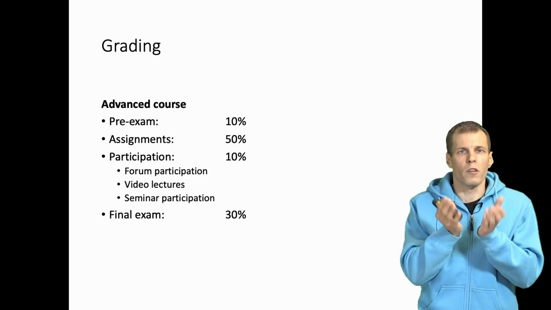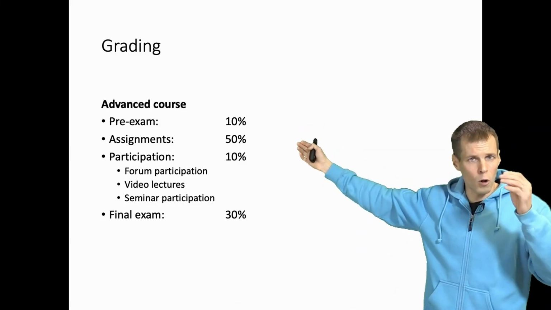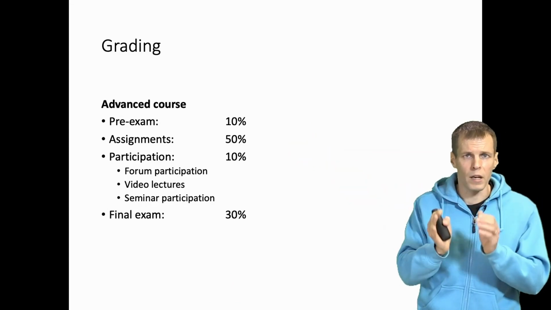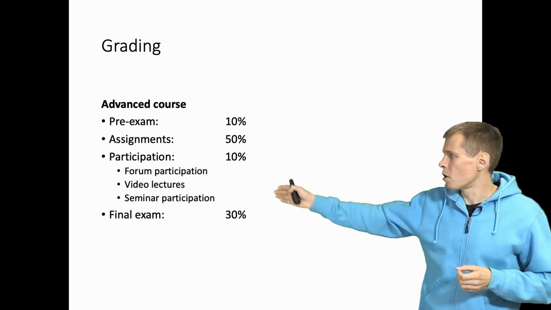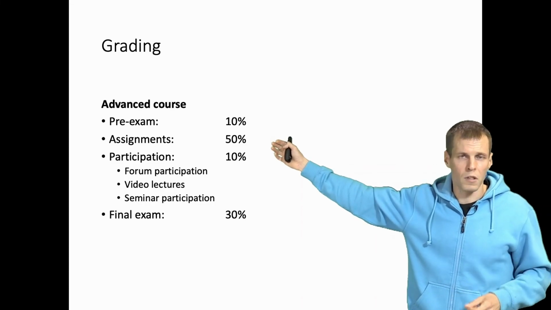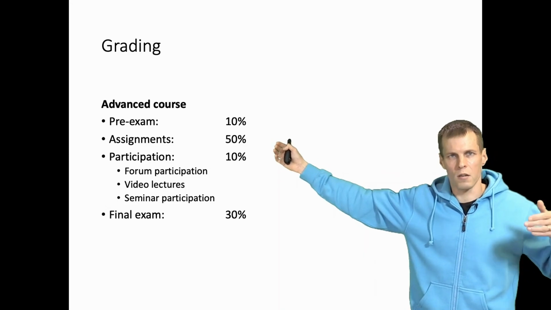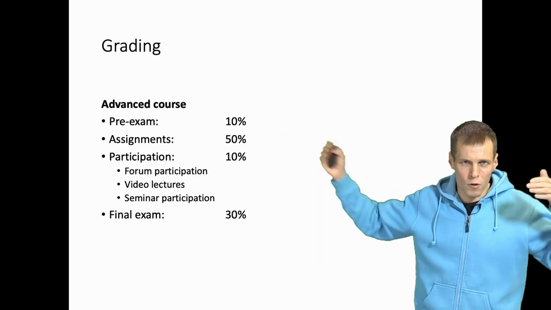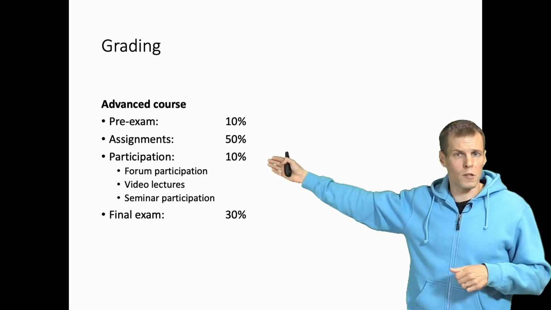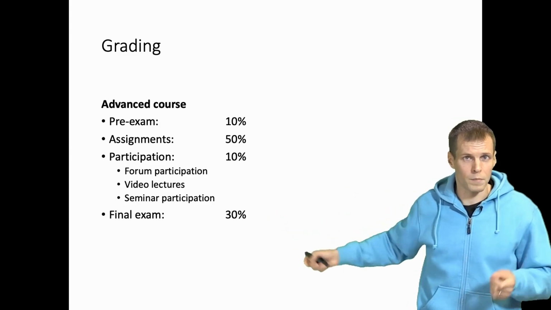Grading is based on the following. Pre-exam gives you 10% of the grade. Assignments, all 24 assignments, is half. So assignments are really important. They're done in groups, so a lot of your grade depends on how your group work goes. If you have a group that doesn't function, if you think that your group does not perform on the level that you want your own grade to be, then we can make arrangements. Participation is 10%, so it's fairly minor. Final exam is 30%, so that's a big deal as well.